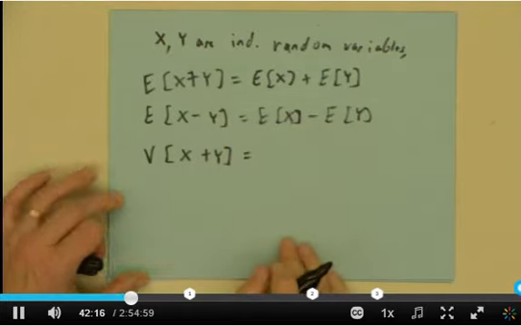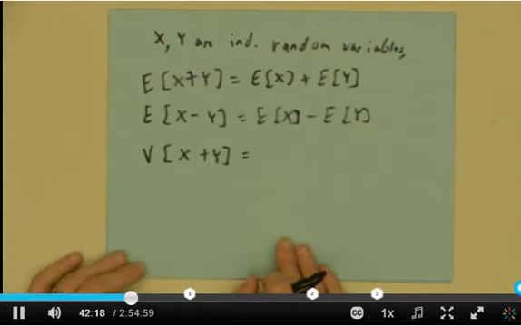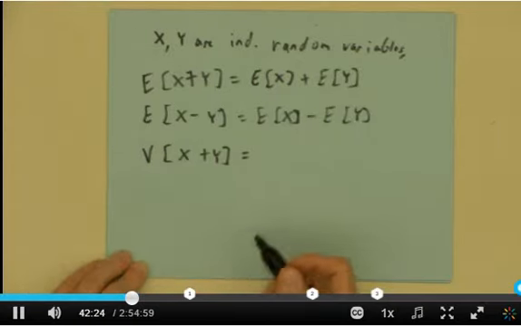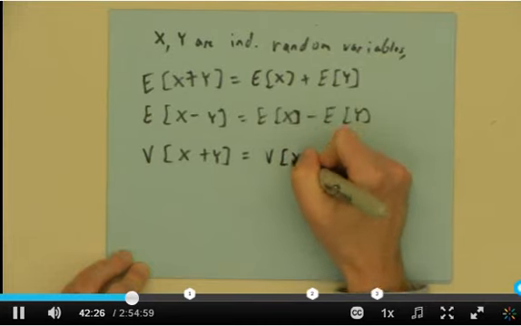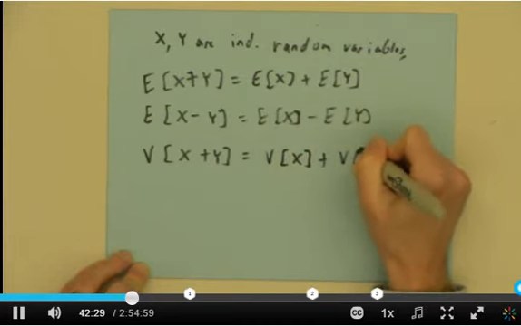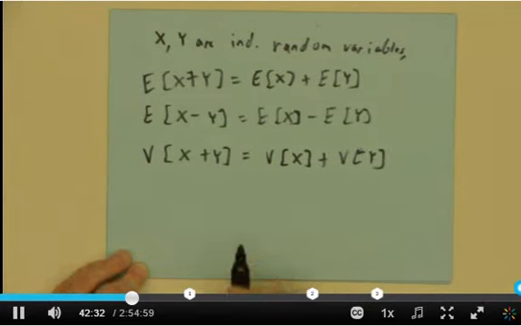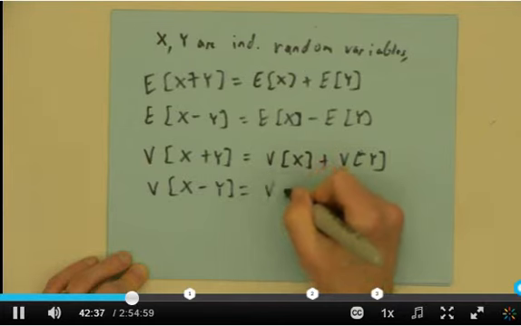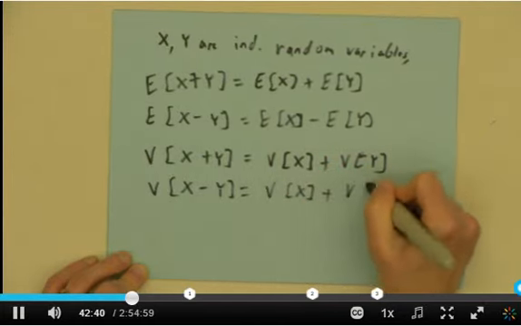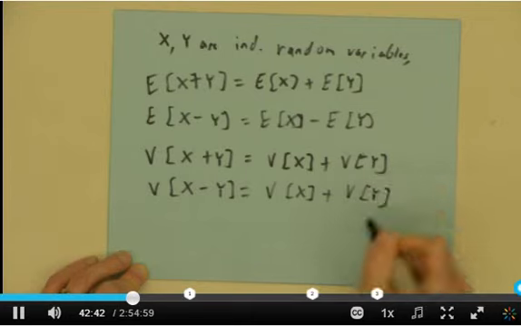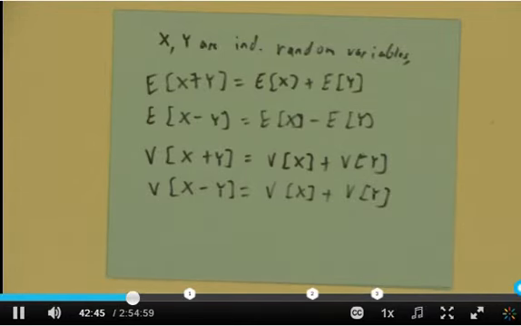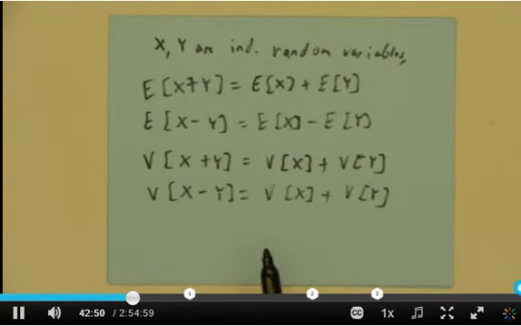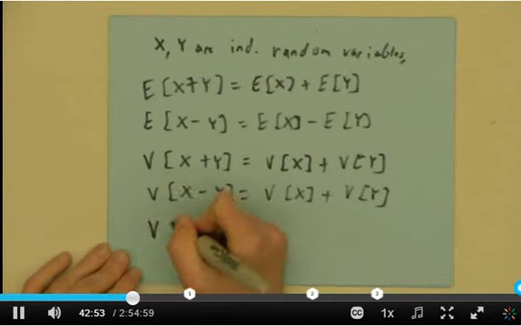Variance, on the other hand, is a little weird. Long story short, the variance of a sum of two independent random variables is the sum of the variances. And the variance of a difference is also the sum of the variances. So it doesn't matter whether I add or subtract here. When I'm combining two random variables, I end up getting this result. In fact, there's an interesting way to look at this.